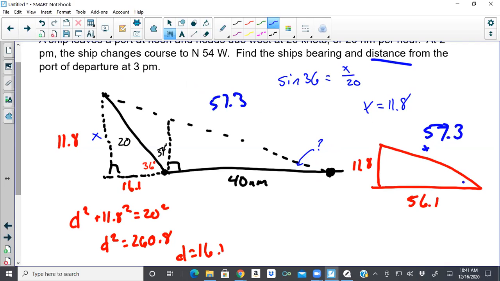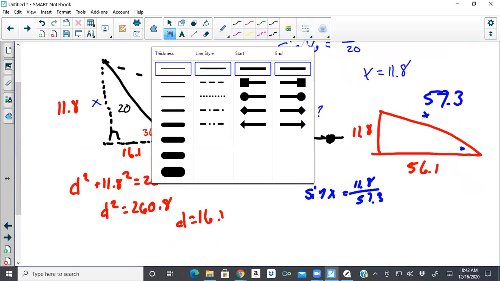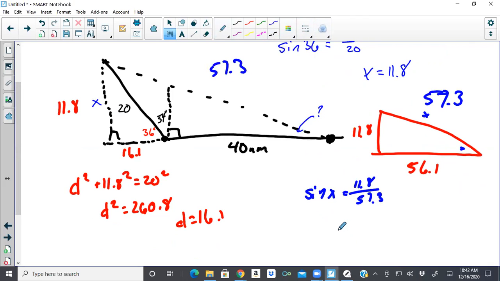And then finally, the last thing it asks me to do is find that angle down there. There are several different ways I can find that angle. I can do sine of x is equal to 11.8 over 57.3. And then I can just do the inverse of that, right? So I can take the inverse sine of 11.8 over 57.3, and I end up with 11.9 degrees. So I end up with 11.9 degrees on that, right?